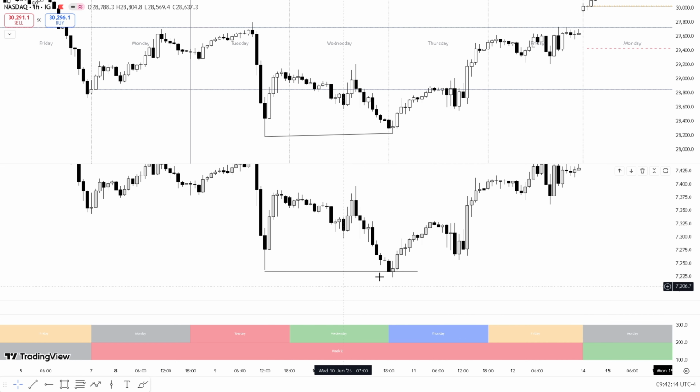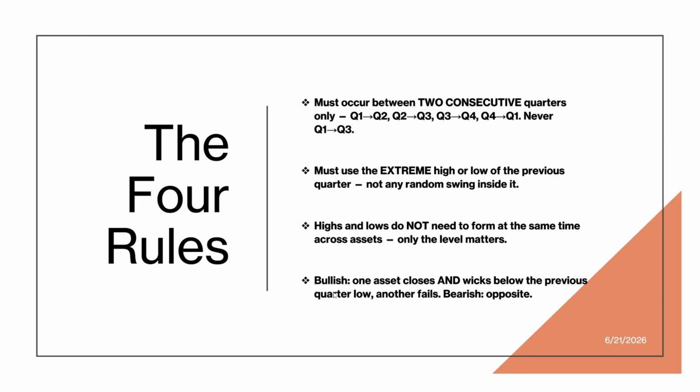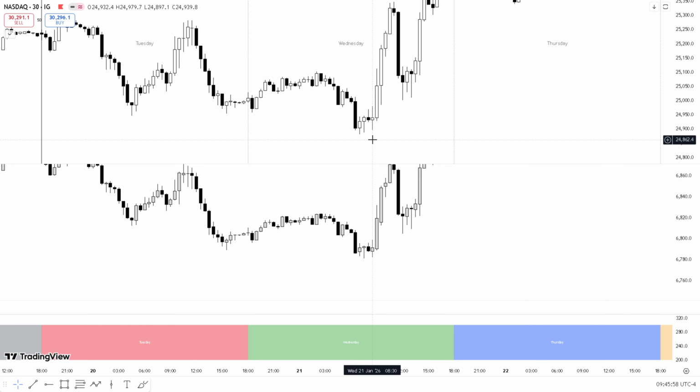See, this is price. Lastly, if we're bullish, one asset closes and wicks below the previous quarter low, and another fails. For bearish, it's exactly the opposite. Let me show you what this simply means, with a wick taken out, not by the body.